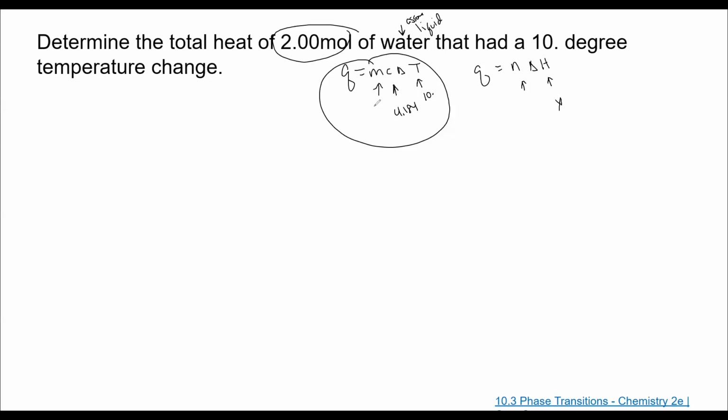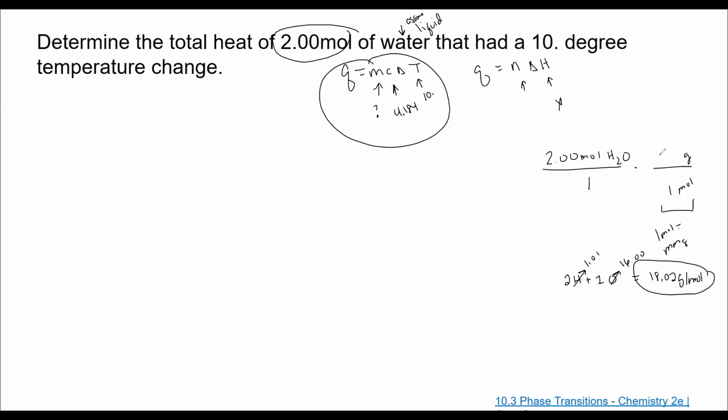And our m, I don't have our m. That is mass in grams. But what do I have? I have 2.0 moles of water, and I want to convert it from moles to grams. Whenever we have to go from moles to grams, the 1 always goes with the moles, and the molar mass always goes with the grams. There's 2 H's and 1 O in water, hydrogen 1.01, oxygen 16.00. So there's 18.02 grams per every 1 mole of water.